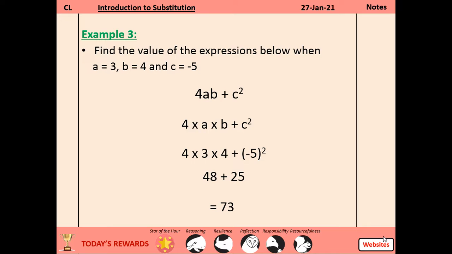Okay, so just watch out when you've got a negative number and you have to square it. Remember, negative times negative gives me a positive. So minus 5 squared is positive 25, just as 5 squared is positive 25 as well, because 5 times 5 is 25, and minus 5 times minus 5 is also 25.